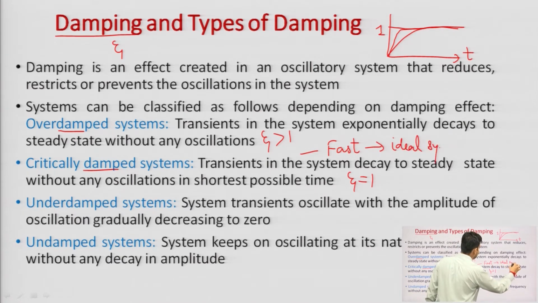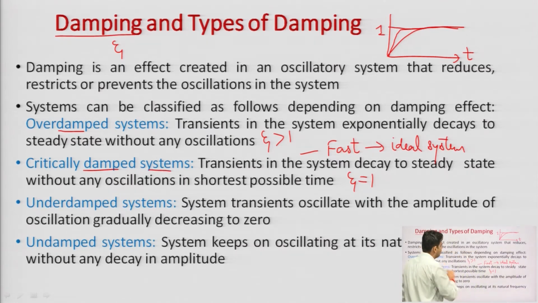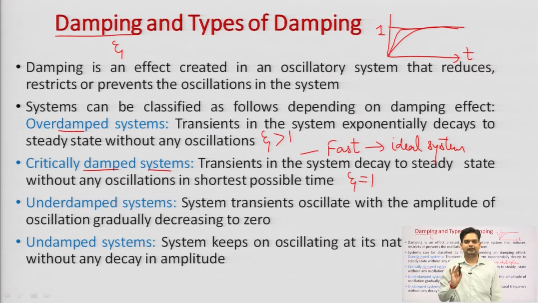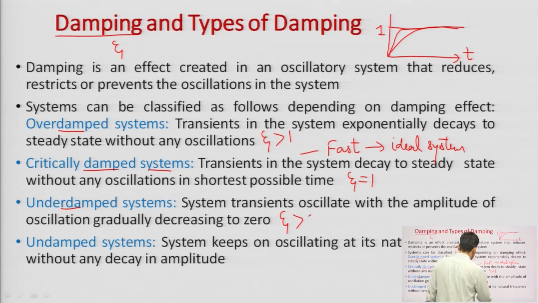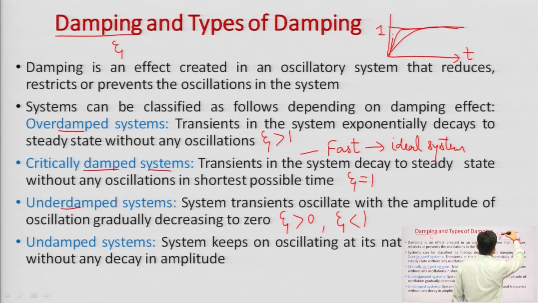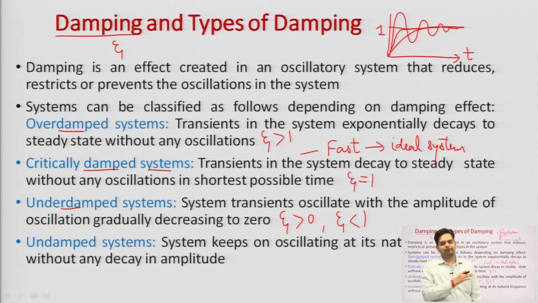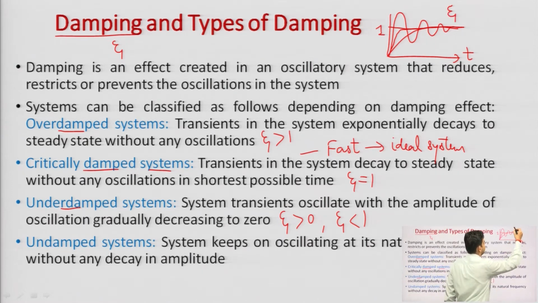Whenever I have to make a very fast system, I have to approach a critically damped system. Again, in the response you will not get any oscillation. The third case is the underdamped system, where zeta is greater than 0 but less than 1. In that case I will get certain oscillations inside the system, and this frequency would be omega n, and later, as time increases, it will suppress to 0 because of the finite value of zeta.